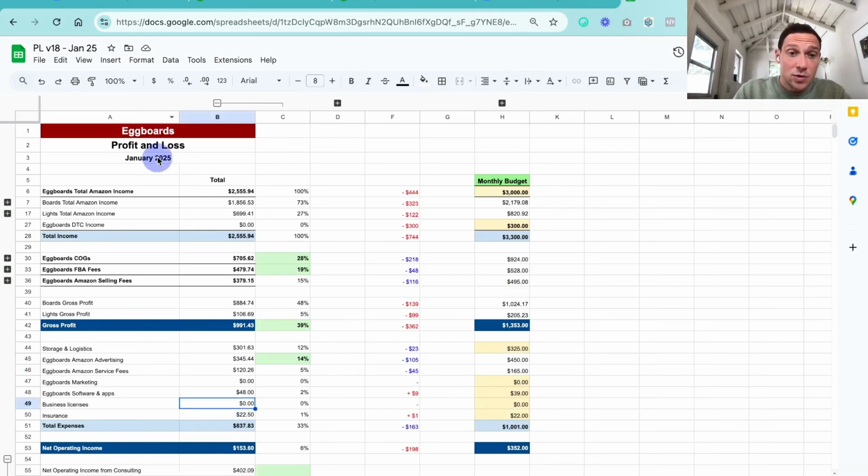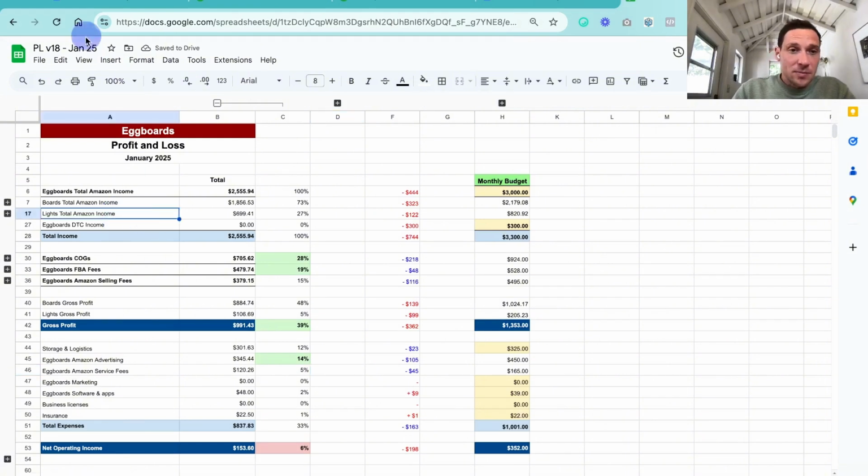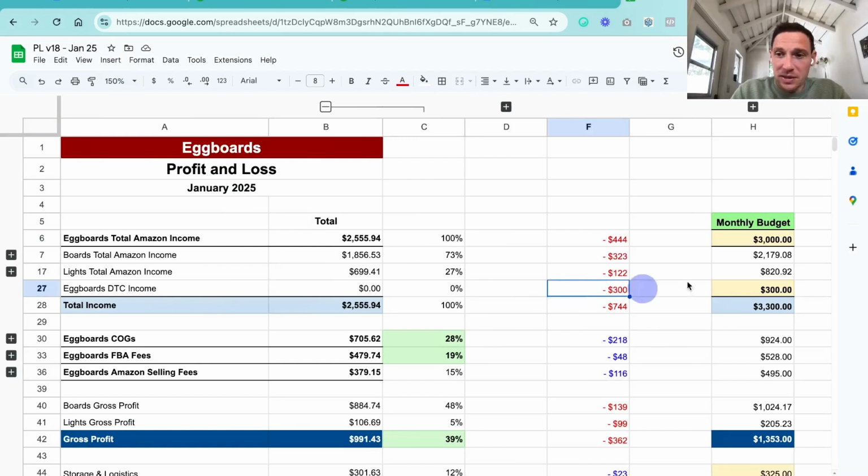So Eggboards for January 2025, this is what it looks like. First of all, at the end of the day, we made $100 out of an income total, including refunds and everything else, about 2,500. It's a 6% net profit, which is not that good. So we can actually tag this as red, not happy. What we can do is dig a little deeper into this and make it bigger.